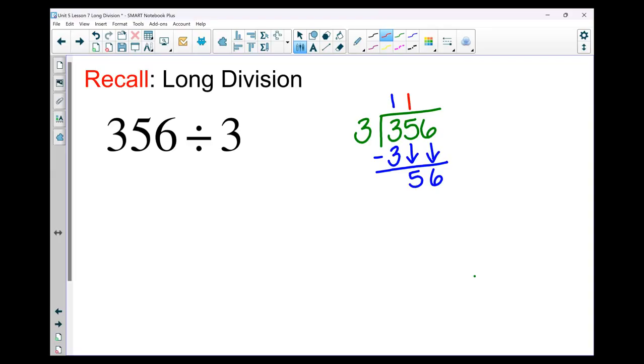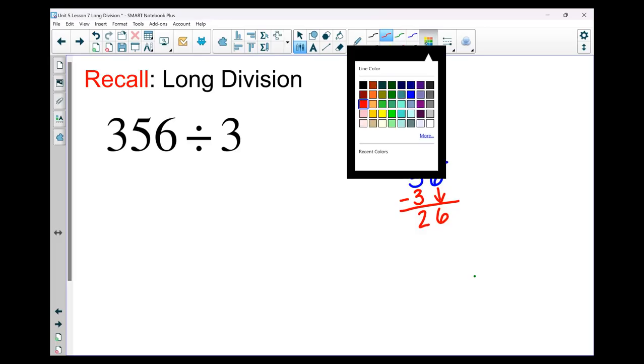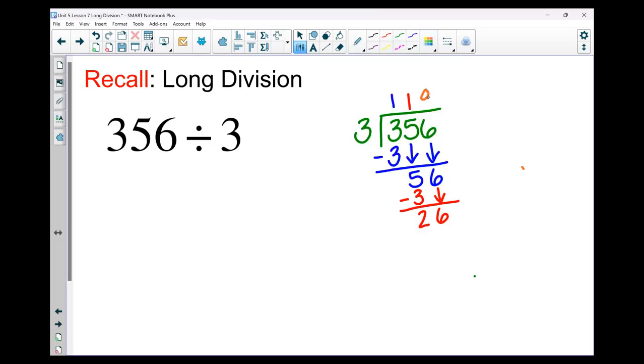We multiply 1 times 3 is 3. We subtract. And we bring down. We are now looking for how many times 3 is going to fit into 26. We know that 8 times 3 is 24. So we multiply, we subtract. We are out of things to bring down. So this 2 here we call our remainder. This was not an even quotient. 356 is not evenly divisible by 3.